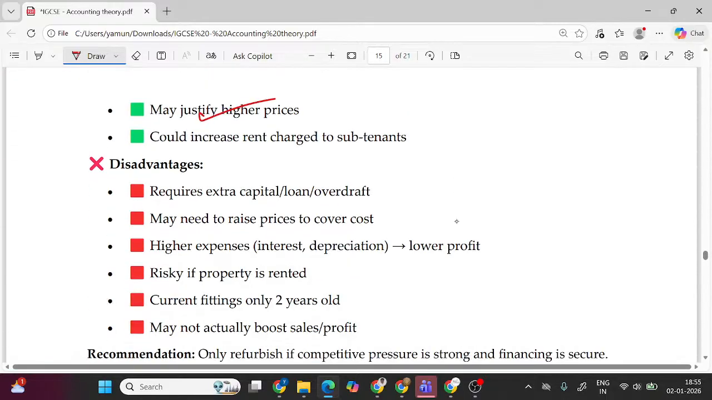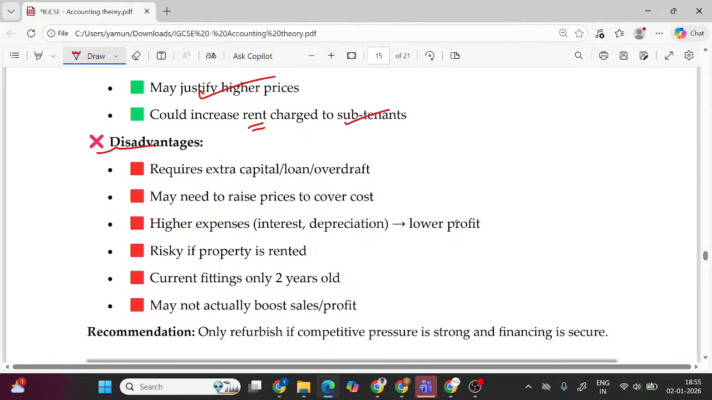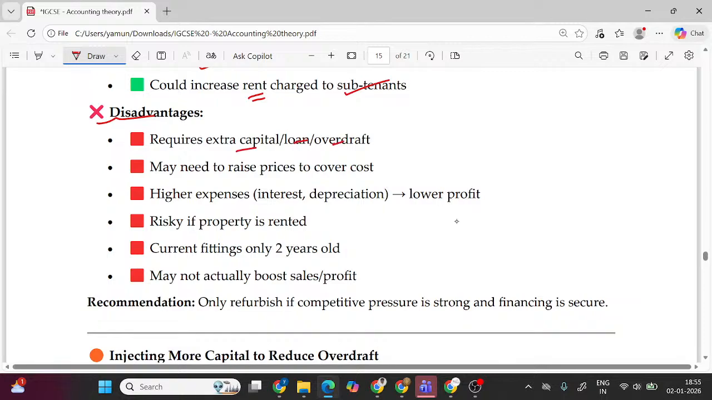May justify higher prices, yes. Could increase rent charged to subtenants. Disadvantages: requires extra capital, loan or overdraft, may need to raise prices to cover cost, higher expenses, probably interest or depreciation, which will be lowering the profit. Risky if property is rented, so that's also a problem. And current fittings are only 2 years old.